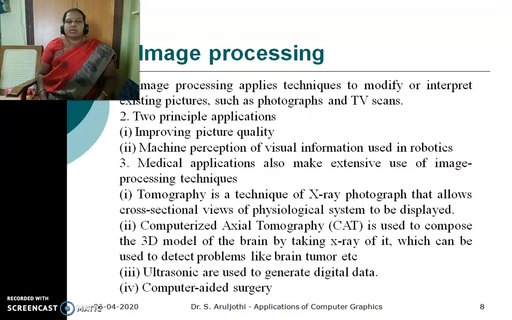Next one is image processing. Graphics can also be applied in image processing techniques to modify or interpret existing pictures such as photographs and TV scans. Two principal applications are improving picture quality and machine perception of visual information used in robotics. Medical applications also make extensive use of image processing techniques. That is, tomography is a technique of X-ray photography that allows cross-sectional views of physiological system to be displayed. Computerized axial tomography is also used to compose a 3D model of the brain by taking the X-ray of it, which can be used to detect problems like brain tumor, etc.